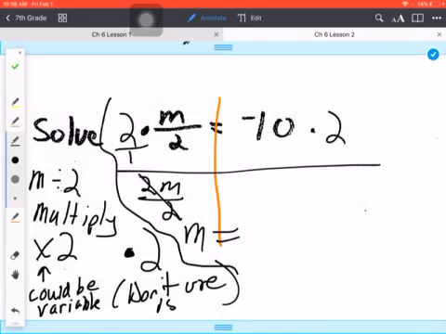Let's kind of separate here a little bit. On the right side now I have negative 10 times 2. I don't have to mess with any kind of fractions or putting denominators of 1 here because negative 10 times 2 is negative 20.